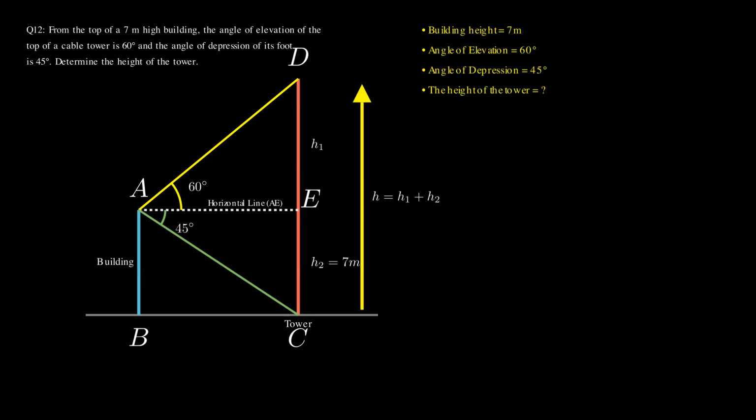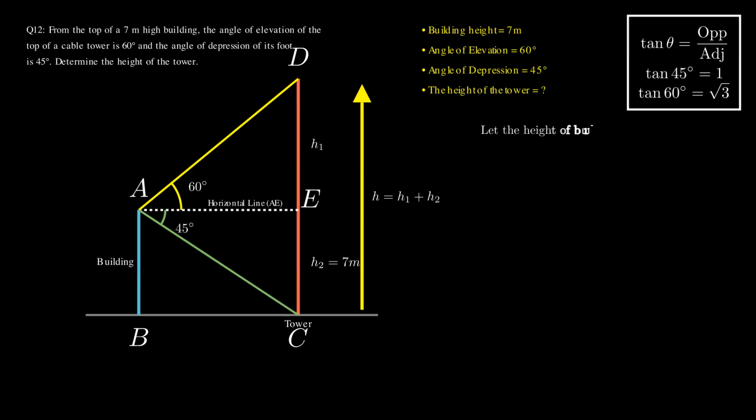Notice that because AE is horizontal and BC is the ground, ABCE forms a rectangle. Therefore, the segment EC, which we call H2, is exactly equal to the building height, which is 7 meters.